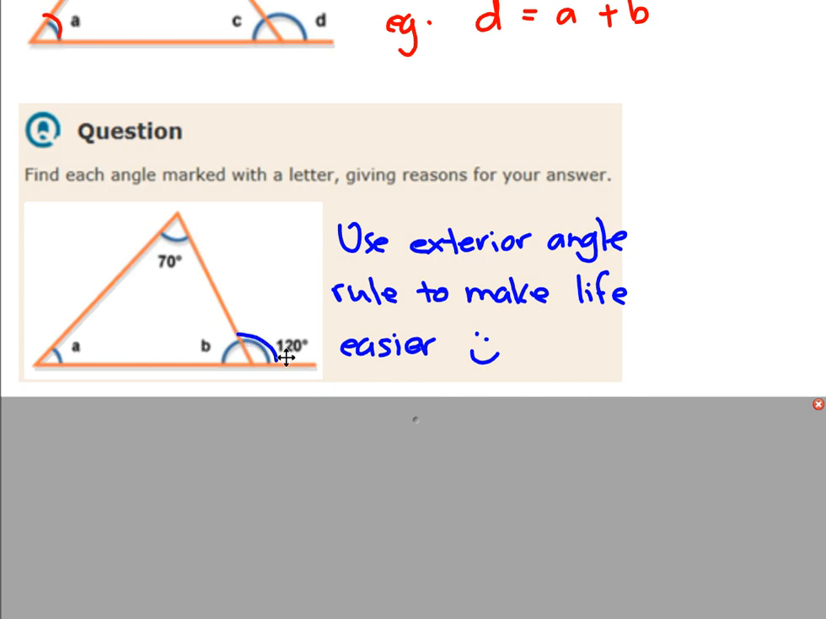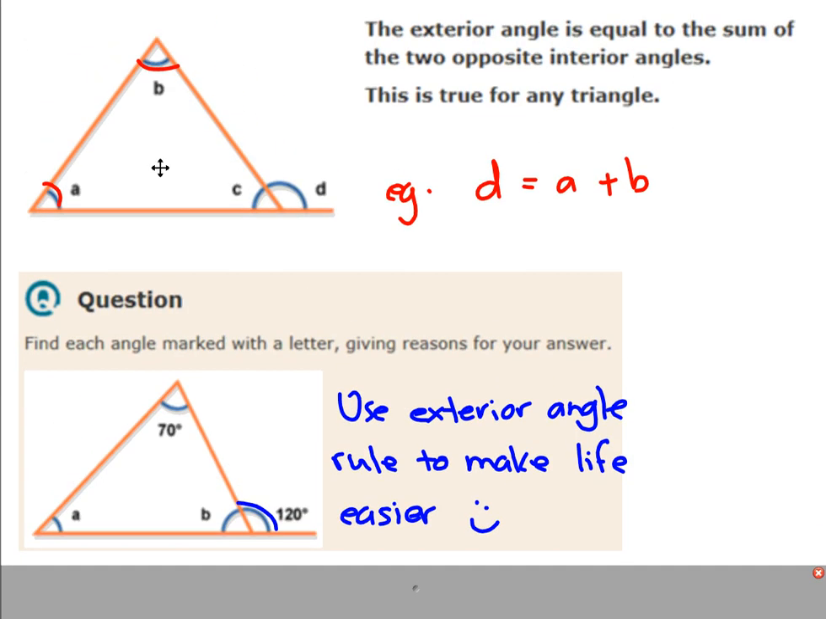So we know these are the three interior angles. We happen to see what one of the exterior angles is. Here they're telling us that this exterior angle is 120. And what's the relationship between this angle and some other angles here? If you look back at your notes, this angle is the same as that one plus that one. So you could make a formula: 120 equals 70 plus A. And then you can solve for A.